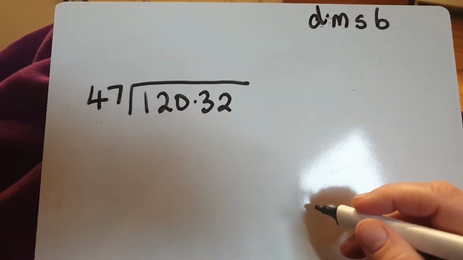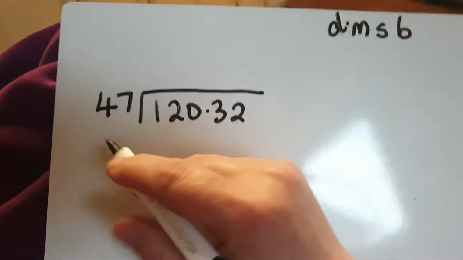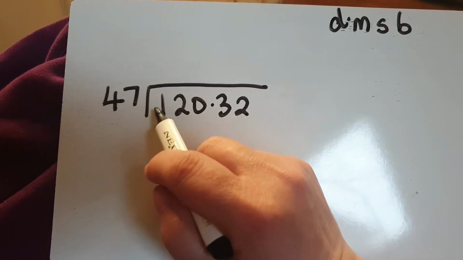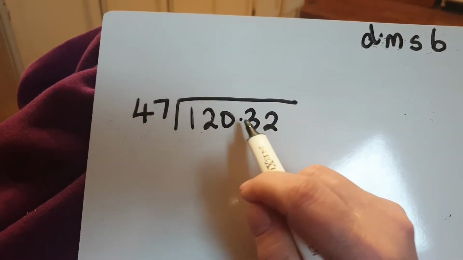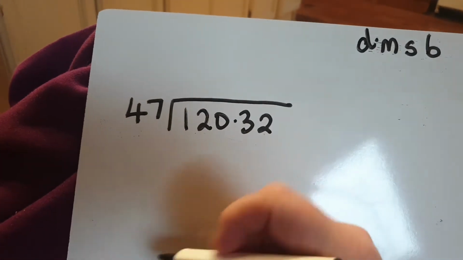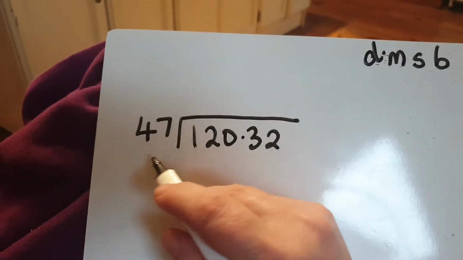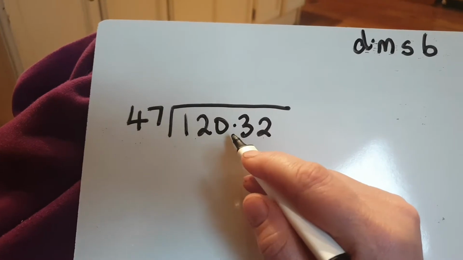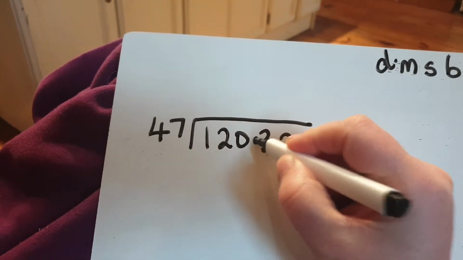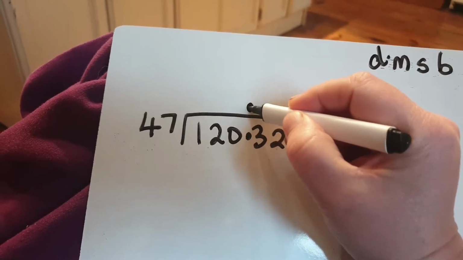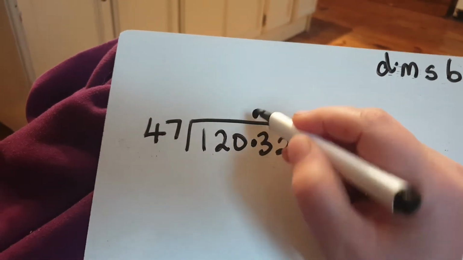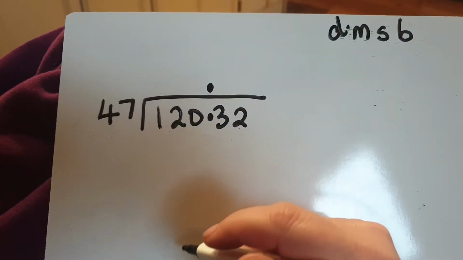Okay, here's another example of long division. This time I've got 47 into 120.32, or 120.32 divided by 47. We want to see how many 47s are in this number. First thing we're going to do, as I said in the last example, is put the decimal over the decimal if there is one here, so that we don't forget to do it at the end.